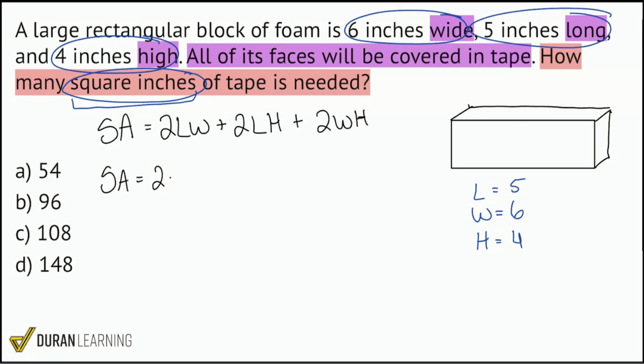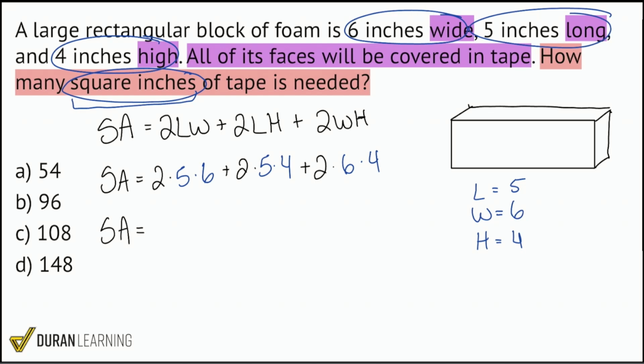equals double the length. The length is 5. The width is 6 plus 2 times the length is 5. The height is 4 plus 2 times the width is 6. The height is 4. And then you just make sure that you plugged everything into the right place. Length is 5. Width is 6. Height is 4. Each of them should appear twice. There you go. Now it's just time to calculate.